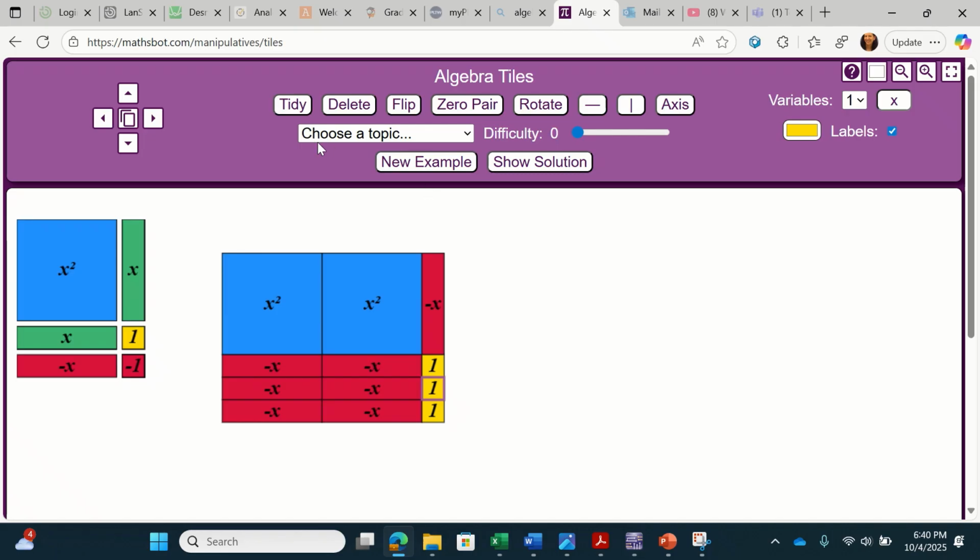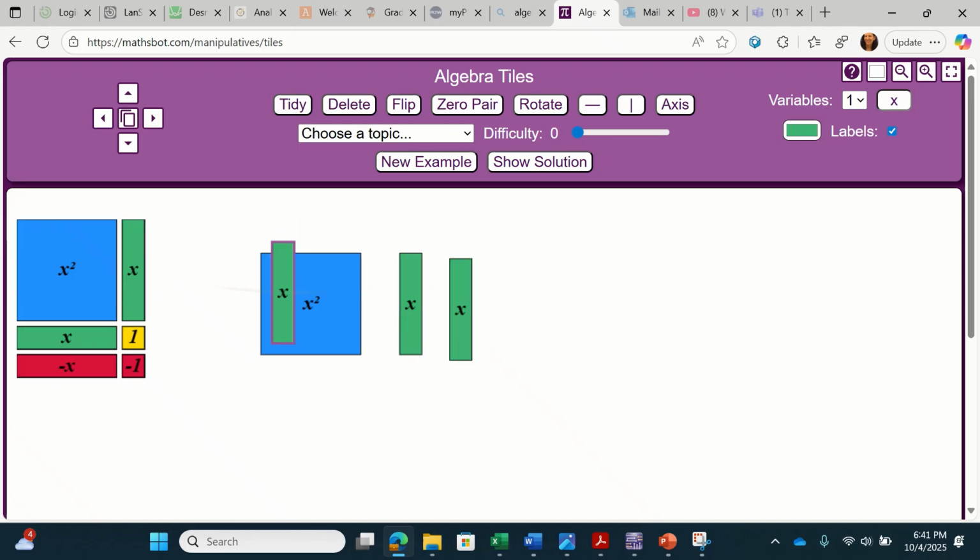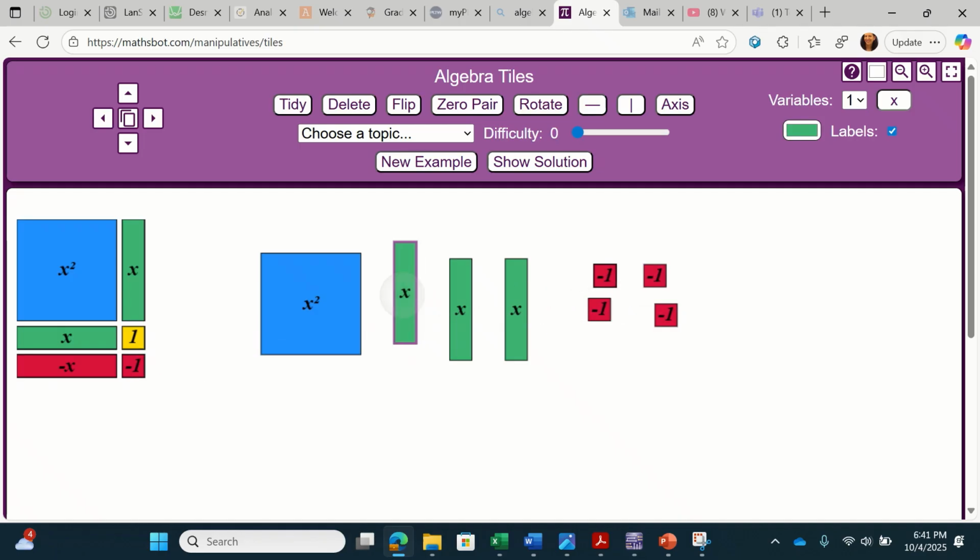Okay, let's look at one more. The last one was x squared plus 3x, and then this one is minus 4. And this one is going to be different. We've got some stuff going on. So we can start by doing this.